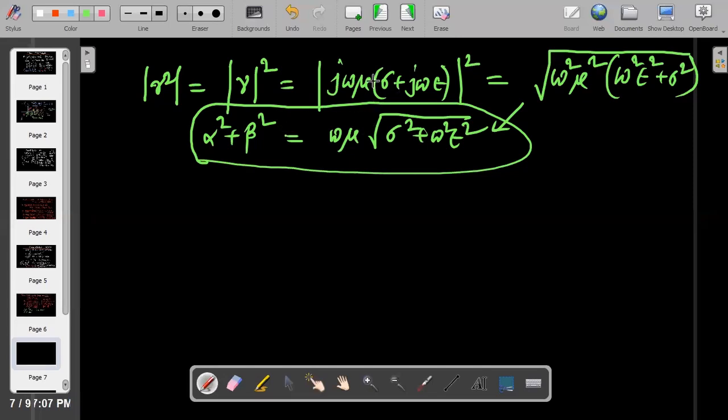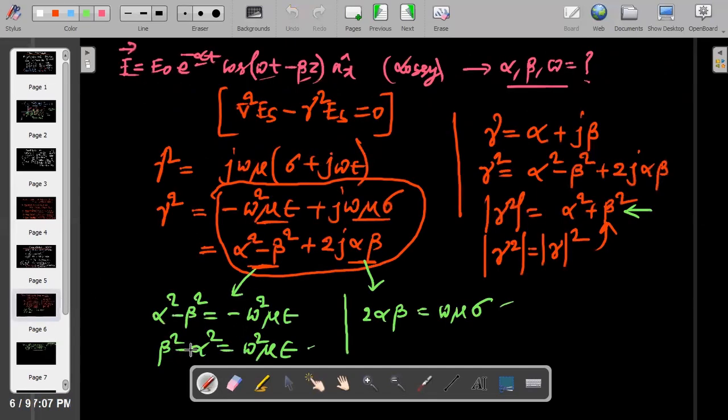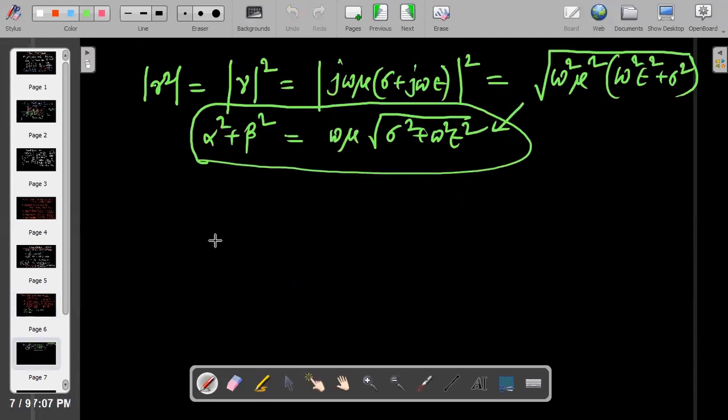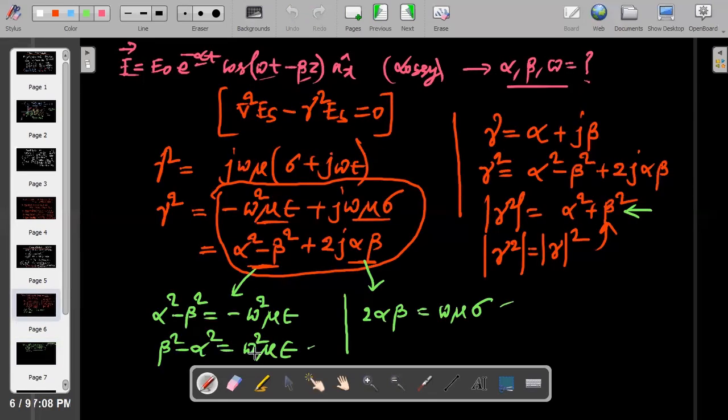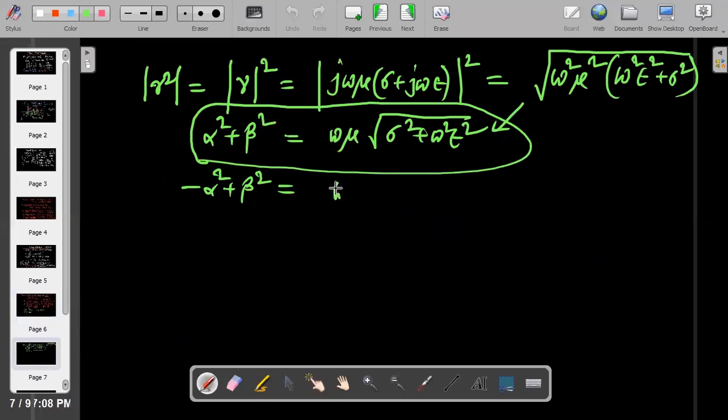Anyhow, you can follow from here also. So mu omega into mu, sigma plus j omega, correct. So this thing will go, so this thing will come. Now here what we are getting: beta square minus alpha square is this one. So you equate. Here we are getting minus alpha square plus beta square, we are getting here omega square mu into epsilon, omega square mu into epsilon.